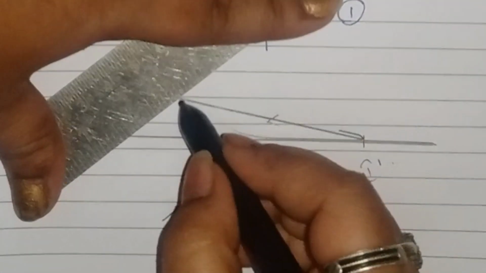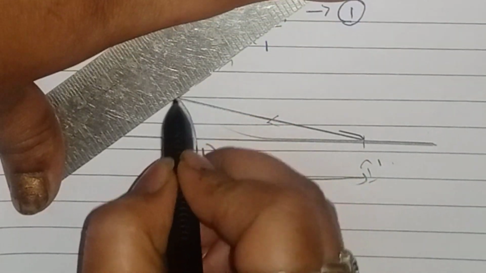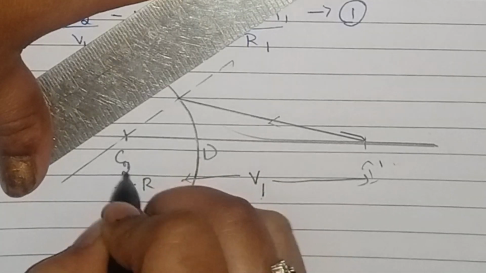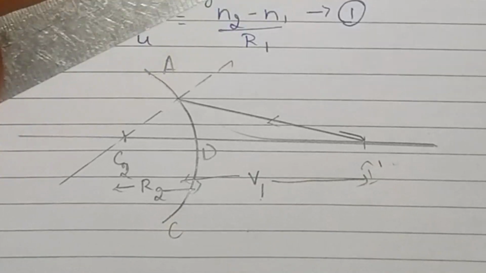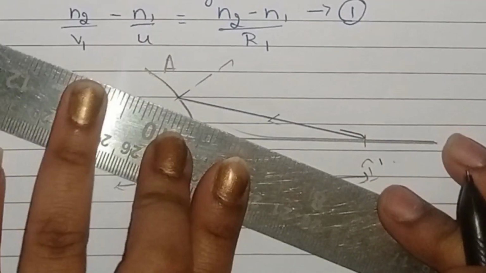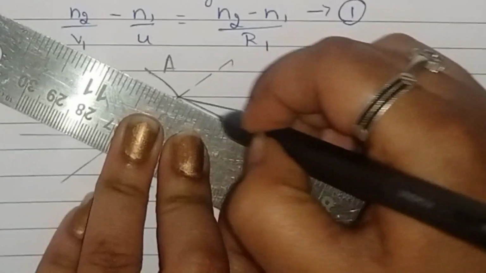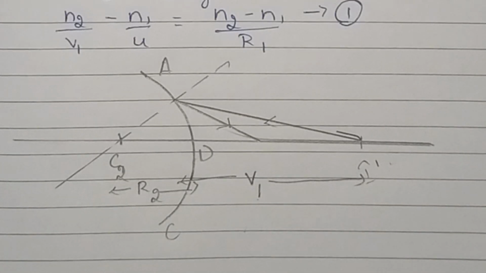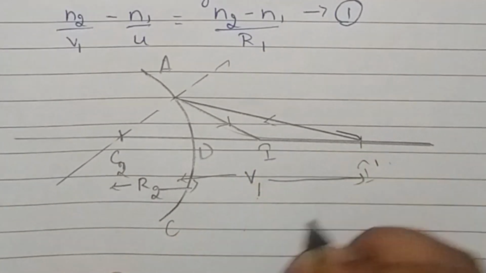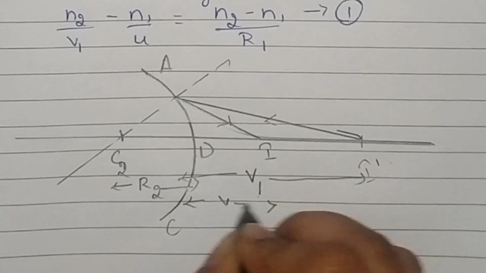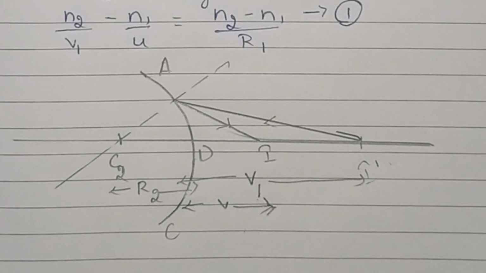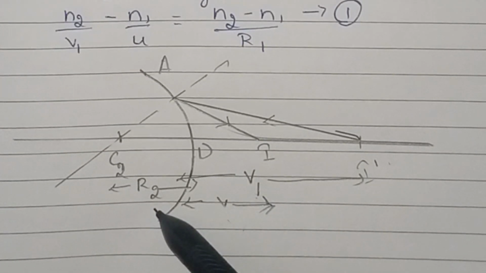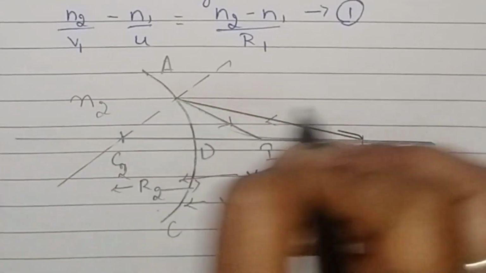The center of curvature, if it is here, this is going to be the normal. So R2 is now the radius of curvature. Then the refracted ray is going to be like this. The image formation takes place on the same side of the lens where the virtual object is. So v is the image distance. We are clear with V1 as the object distance, v as the image distance, R2 as the radius of curvature, and n2, n1.